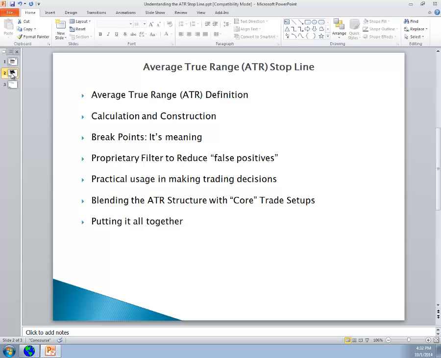And then as we get into the usage of it, the blending of the ATR structure with core trade setups such as stackers and premium and discounts, and simply we'll be putting that all together. All right. So let me just move over to what the construction is of it and the definition.